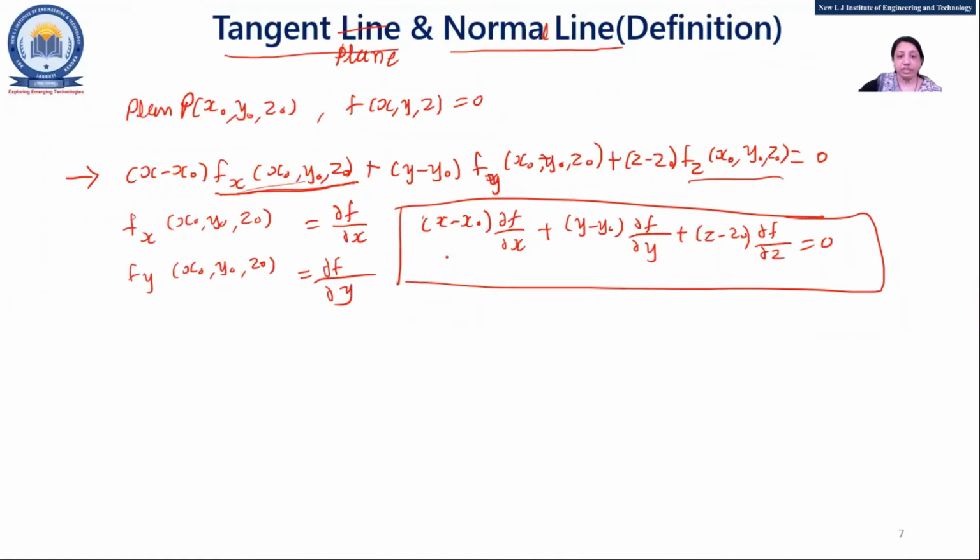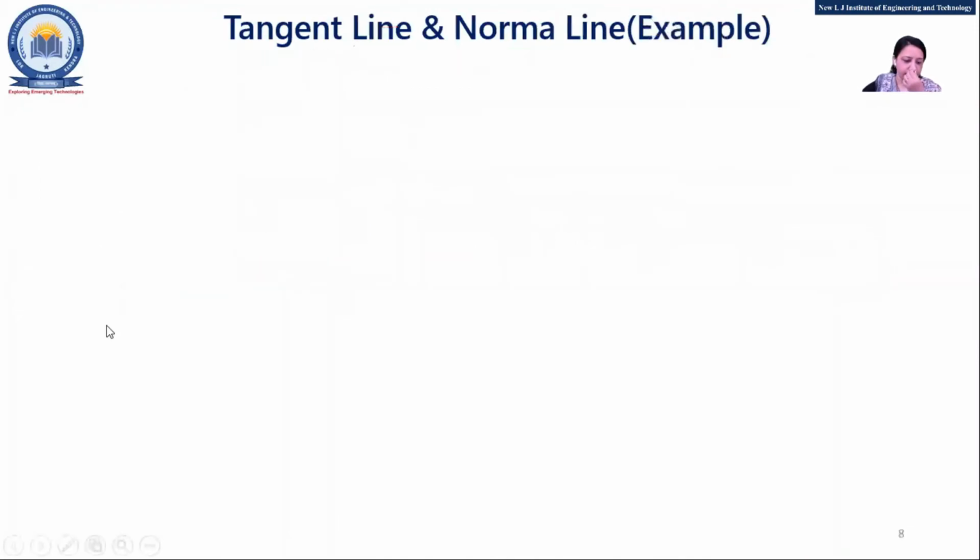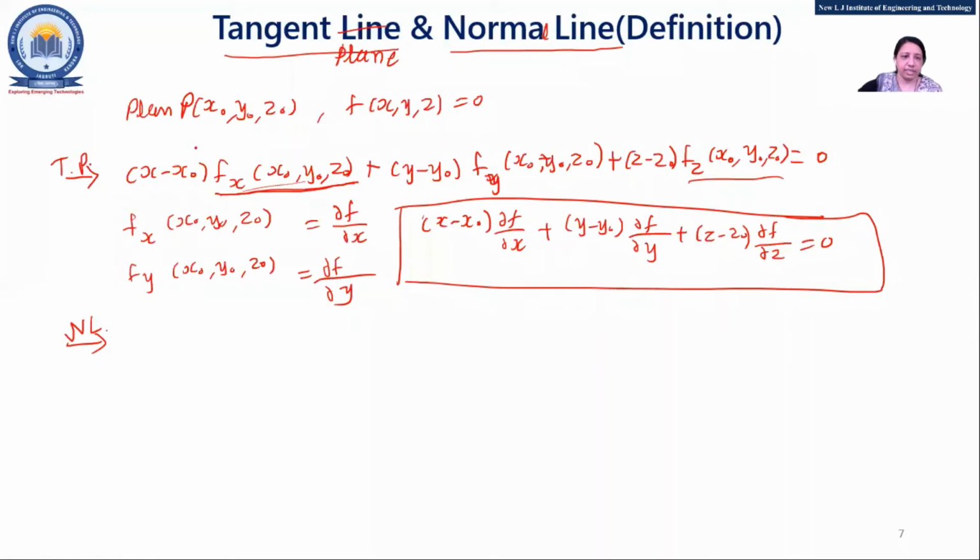The only difference is that in gradient it is i, j, k, while here it is x minus x0, y minus y0 and so on. So this is for the tangent plane. Now for the normal line. For the normal line, again we can use this only. A normal line is a line which is perpendicular to the tangent plane, that is called the normal line. The simple definition of a normal line is the line which is perpendicular to the plane, right?